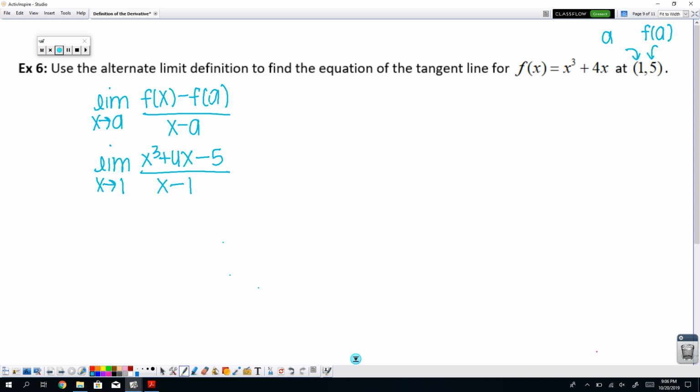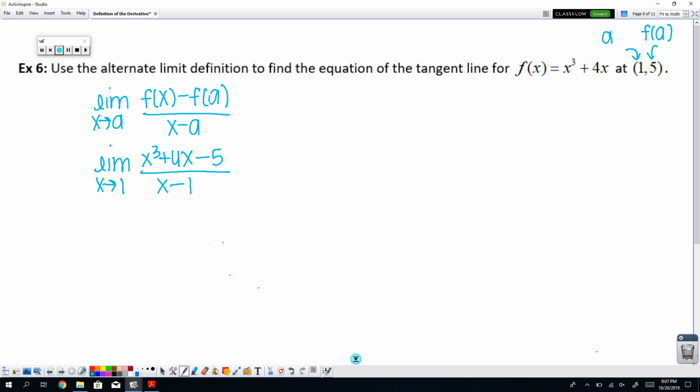So the problem is you can't plug 1 in here. Another problem is you don't know how to factor something that says x cubed plus 4x minus 5. Our only assumption is that x minus 1 must go in there because that's the only way to fix it. However, I don't think that you really want to go through and try to factor that.